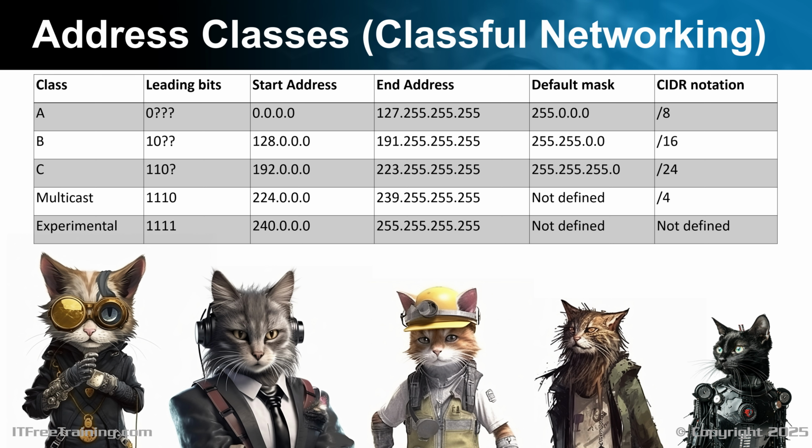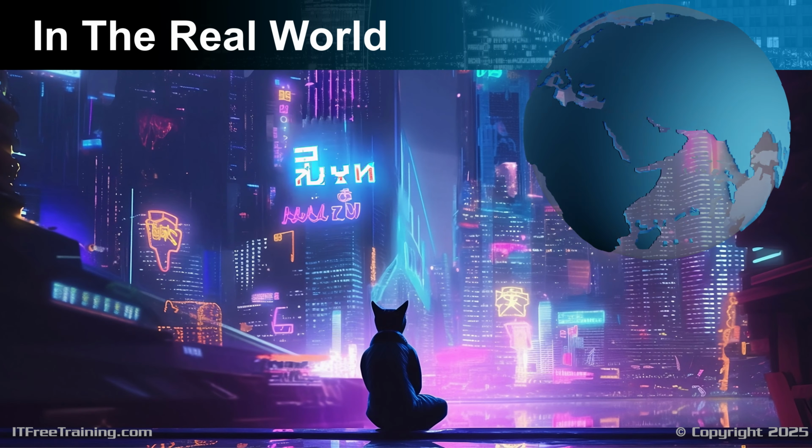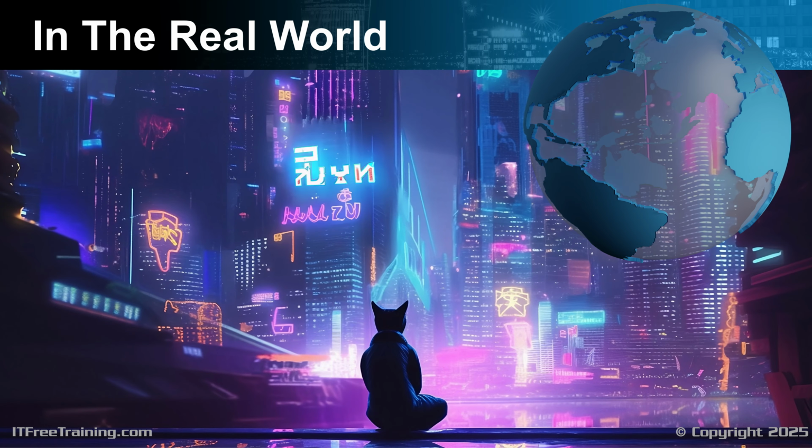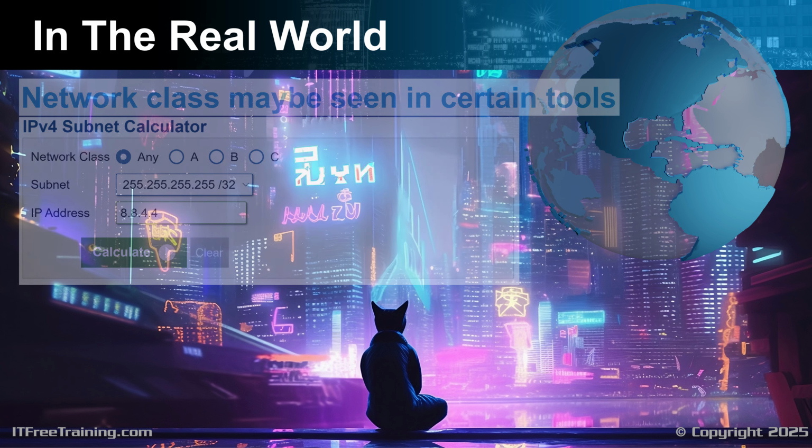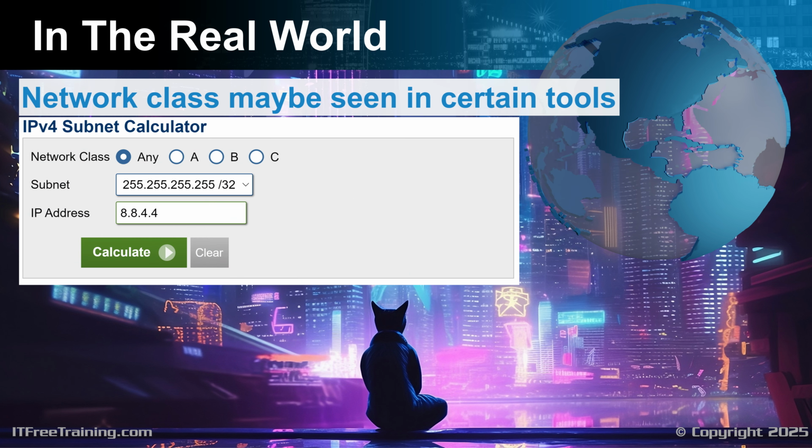Let's have a look at when you could come across classful networking today. In the real world, you may see address classes used in certain tools. For example, this subnetting tool. You can see this subnet tool has the option to select the class. However, you can just leave it on any rather than setting the class. There is no need nowadays to set the class. The output may also include class information, but personally, I would not worry too much about it. Just have a look at the subnet mask.